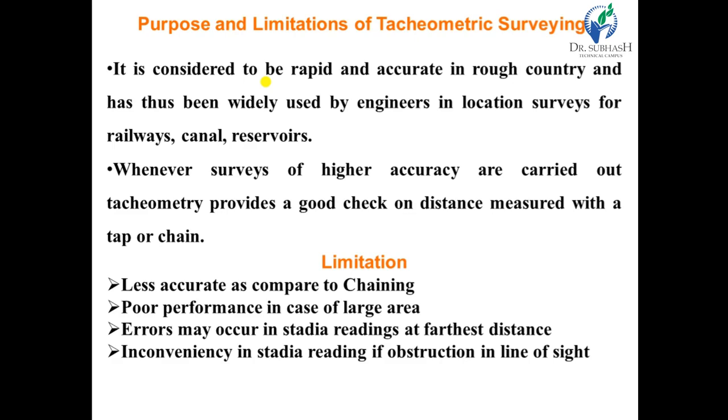Now, what are the advantages and limitations of tachyometry survey? It is considered to be rapid and accurate in rough country and has been widely used by engineers in location surveys for railways, canals and reservoirs. Whenever surveys of higher accuracy are carried out, tachyometry provides a good check on distance measured with a tape or chain. Now we are moving to the limitations.